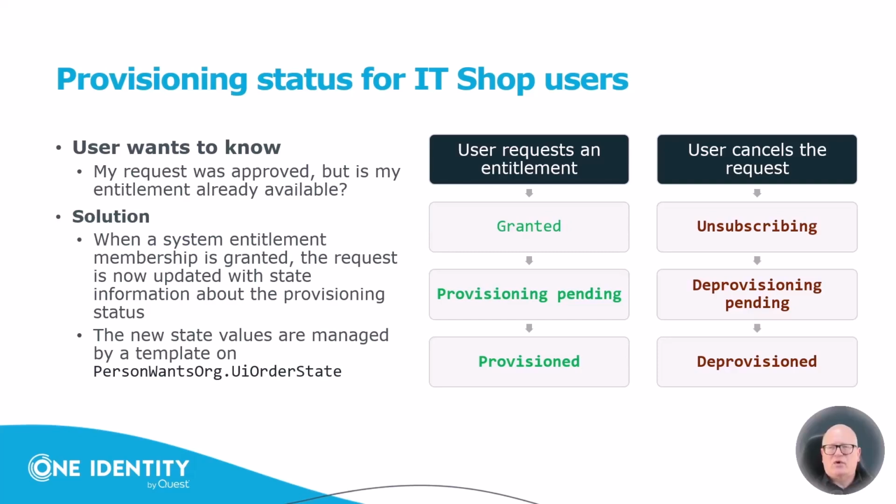Same thing for getting rid of something. Therefore, there is an unsubscribing, which is at the end the granted for to delete items. And then we have deprovisioning pending. And once that happened, the status is deprovisioned. With the help of that, it is now possible to easily follow these different status messages in each front end, and you know exactly from which point in time something really happened.